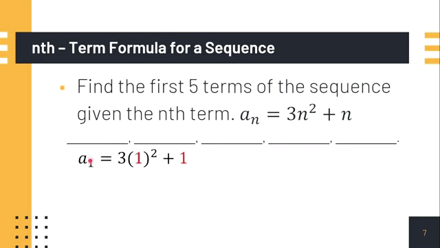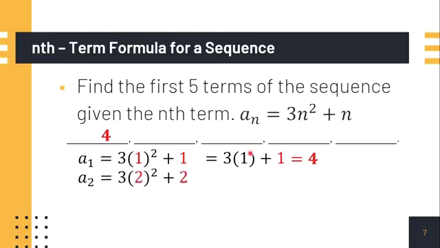So, a sub 1, because we denote it as the first term, papalitan lang natin yung n natin ng 1. So, that's 3 times 1 squared plus 1. And then it's equal to 3 times 1 plus 1, because 1 squared is 1. 3 times 1 is 3 plus 1, that is 4. So, ibig sabihin, yung first term natin is 4.